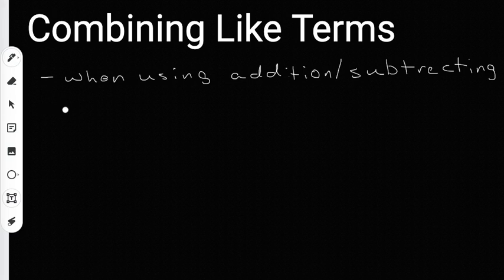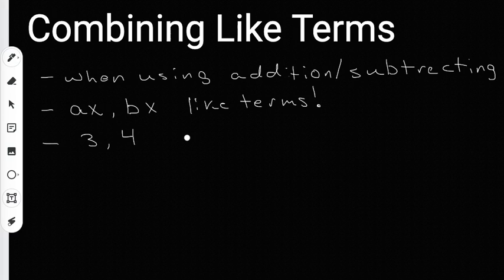Now, when you combine like terms, you usually combine x terms. Let's say you have ax and bx. Because these are both terms that end in an x, these are considered to be like terms. So if they end in the same variable, they're considered to be like terms. And any two numbers, like let's say 3 and 4, are also considered to be like terms.